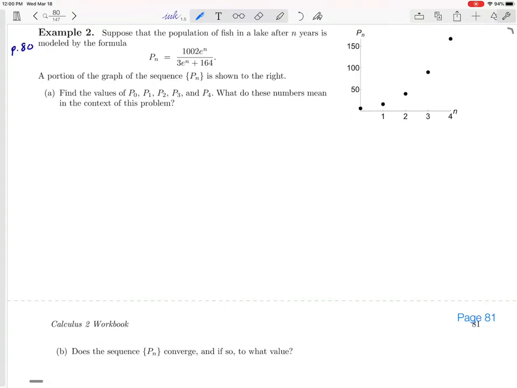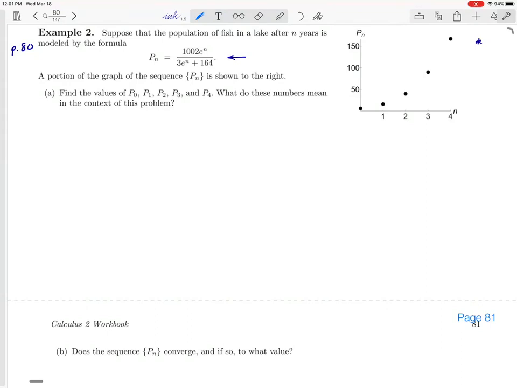So suppose that the population of fish in a lake after n years is modeled by the formula Pn, and you can see the formula in front of you. So here's a sequence where the input values n represent years, and what's coming out of our sequence are actually fish populations. And this time the data is also presented to us graphically in the graph that you see over here to the right.